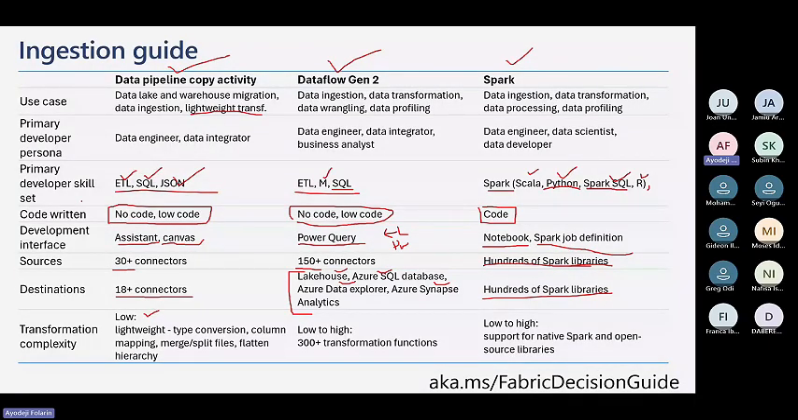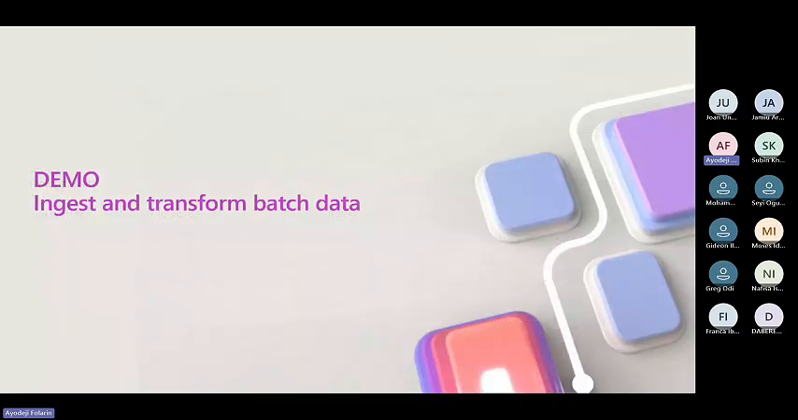Now, the primary developer persona. That is data engineer and data integrator. But when we talk about Dataflow Gen 2, data engineer, data integrator, and business analyst. But who are those that really use Apache Spark? They are the data engineers, the data scientists, and data developers, people that know more about coding. So this has given us a holistic view of what this is all about.